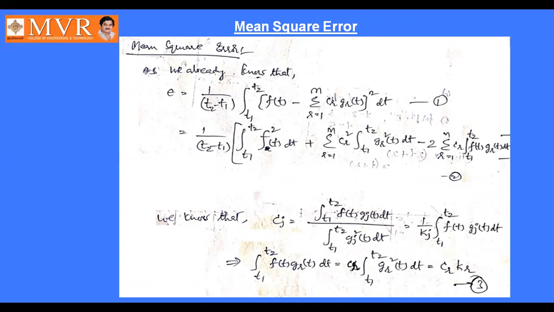Okay, so we know that Cj is equal to integral t1 to t2 f(t) gj(t) dt by integral t1 to t2 gj square(t) dt, which is equal to 1 by kj into integral t1 to t2 f(t) gj(t) dt. Replacing j with r, integral t1 to t2 f(t) gr(t) dt is equal to Cr into integral t1 to t2 gr square(t) dt, or we can write this as Cr kr, that is equation number 3.